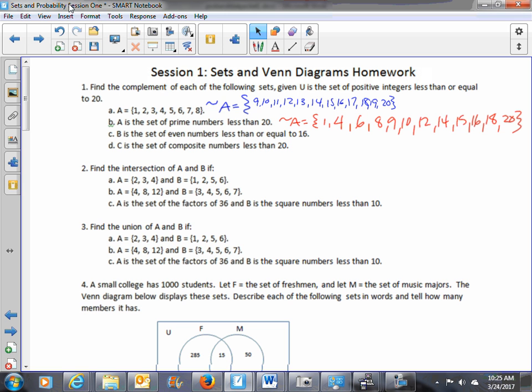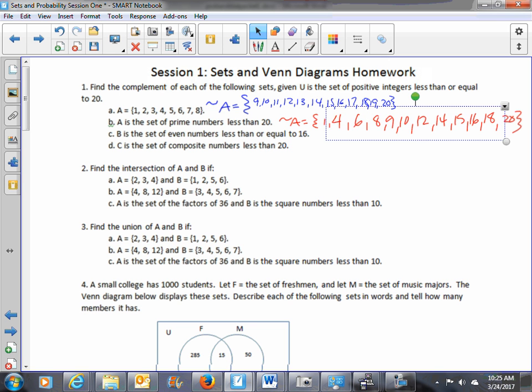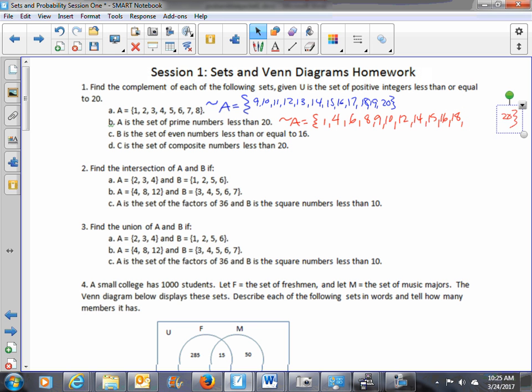For C, B is the set of even numbers less than or equal to 16. So B complement is the set of odd numbers starting with 1. 2's not in there, 2's even. So 1, 3, 5, 7, 9, 11, 13, 15.